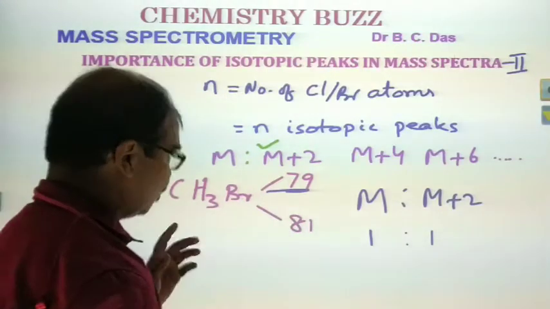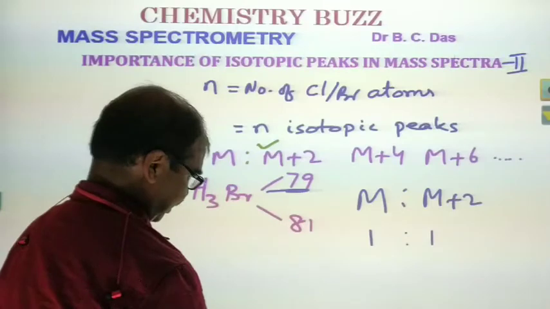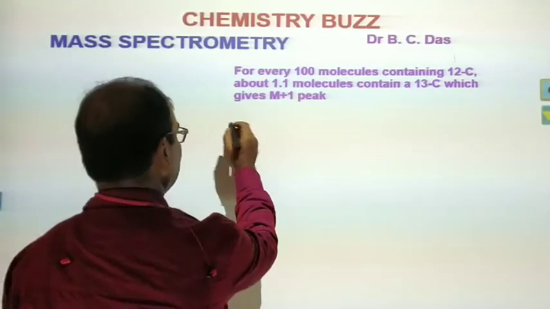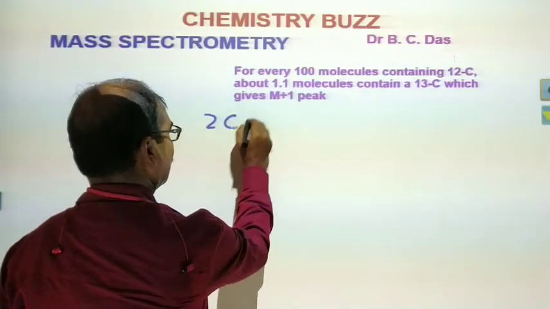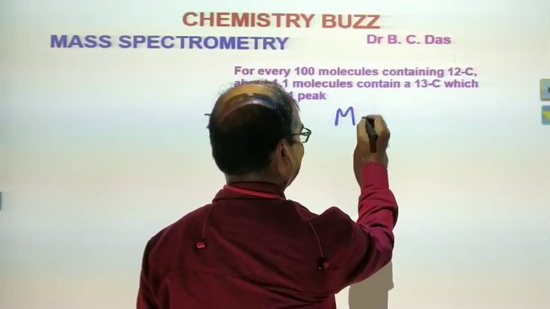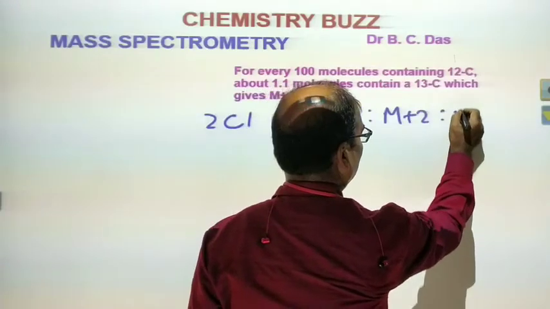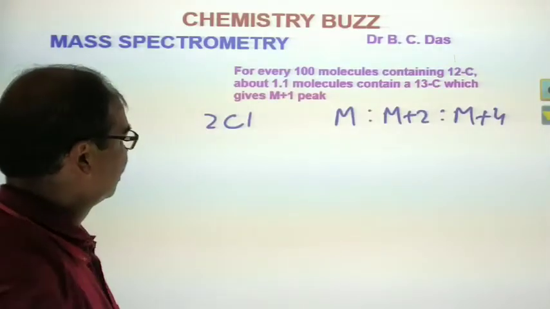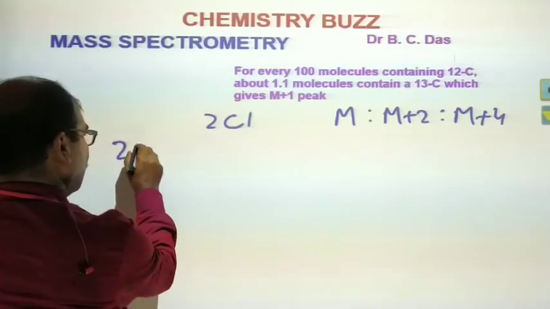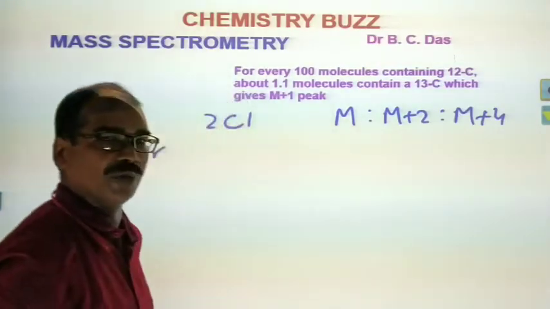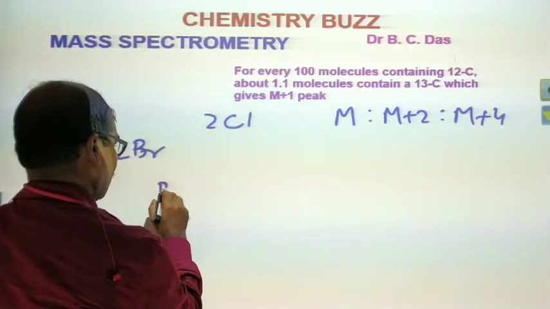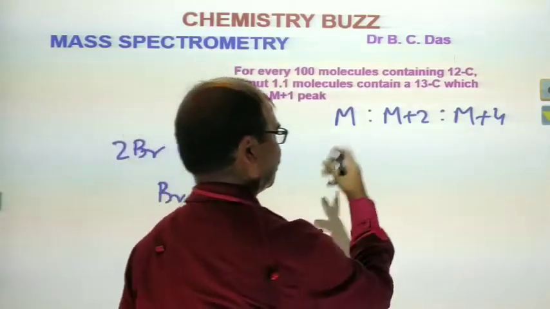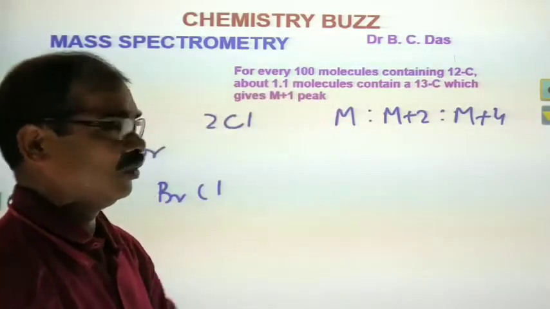Suppose the compound contains 2 chlorine atoms. Then we will get M, M plus 2 and M plus 4, because the number of chlorine atoms is equal to the number of isotopic peaks. If it contains 2 bromine atoms, then also the number of isotopic peaks will be 2. If it contains 1 bromine atom and 1 chlorine atom, so 2 halogens, there will also be 2 isotopic peaks, M plus 2 and M plus 4.